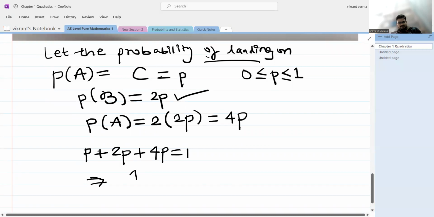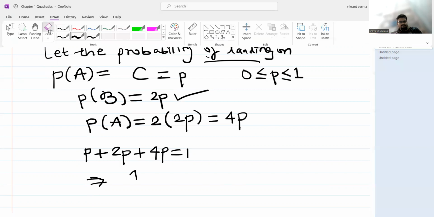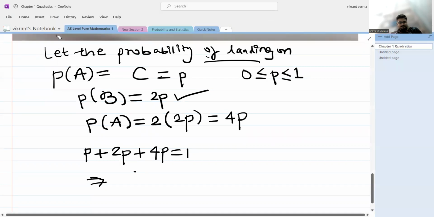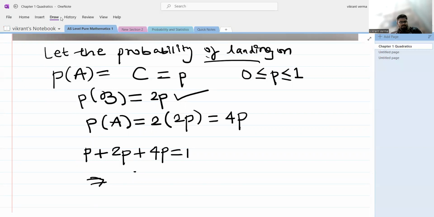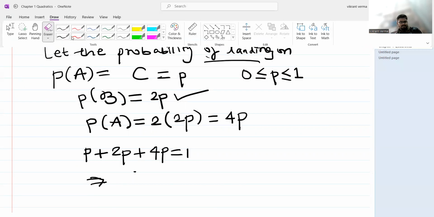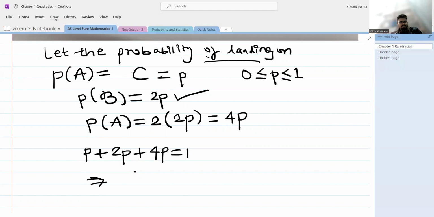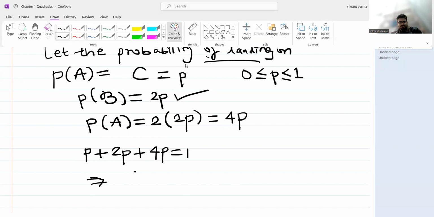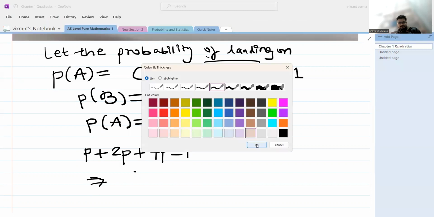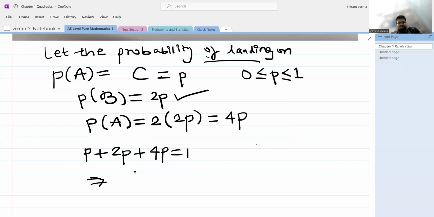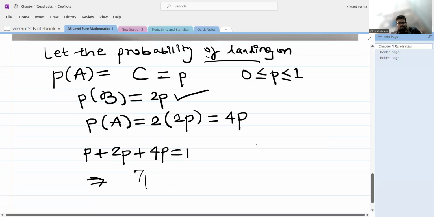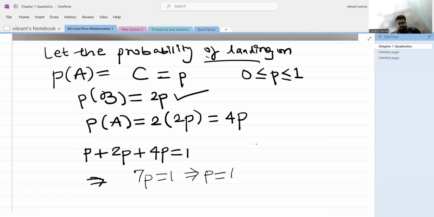So it implies that 7p is equal to 1, which implies that the value of p is nothing but 1 upon 7.